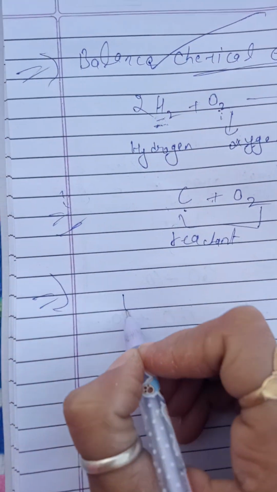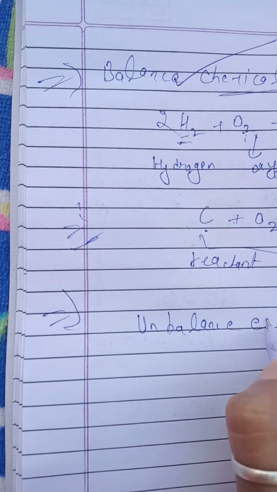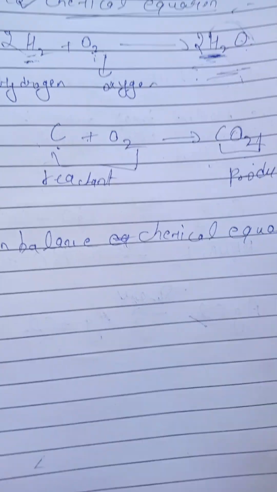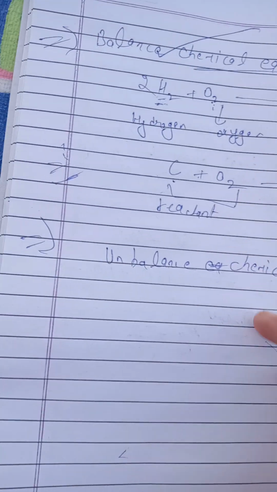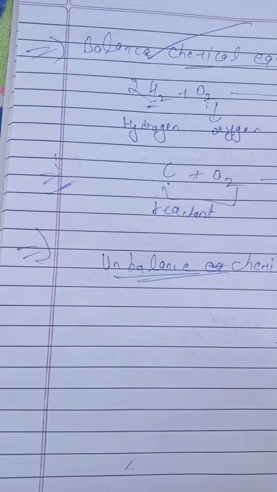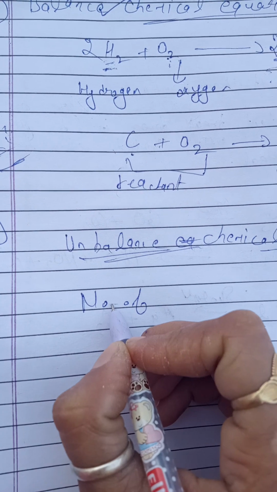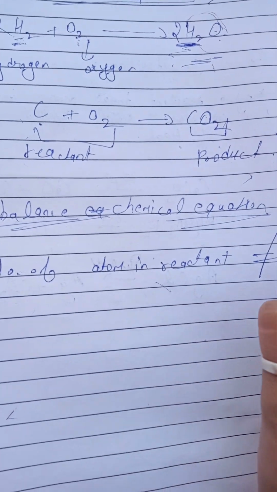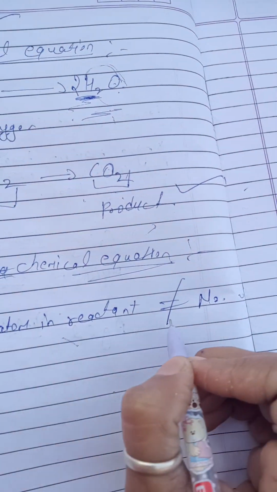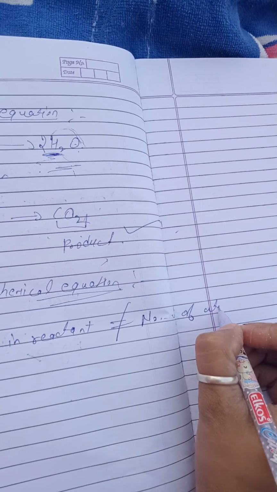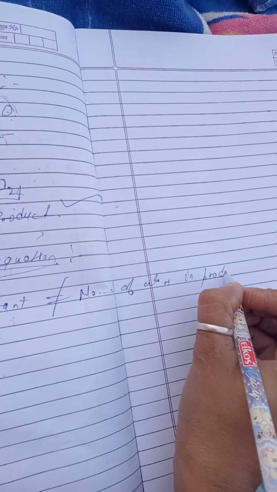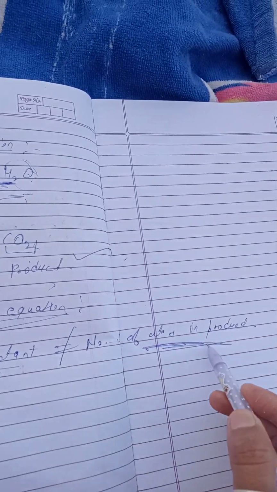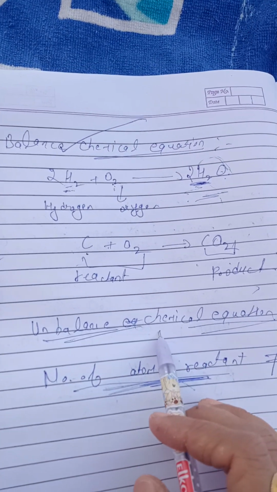Now we define the unbalanced chemical equation. An unbalanced chemical equation means when the number of atoms in the reactant is not equal to the number of atoms in the product. So when the number of atoms in the reactant is not equal to the number of atoms in the product, we can say that this is the unbalanced chemical equation.